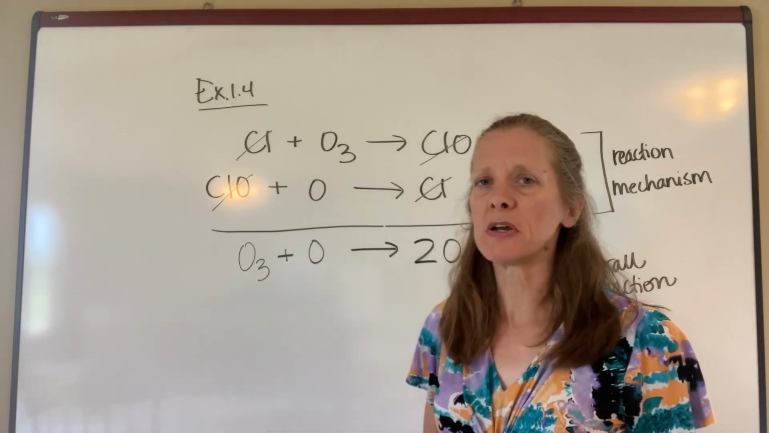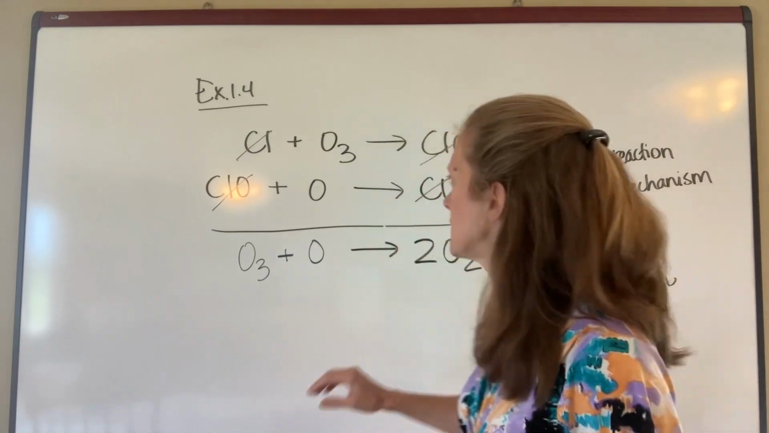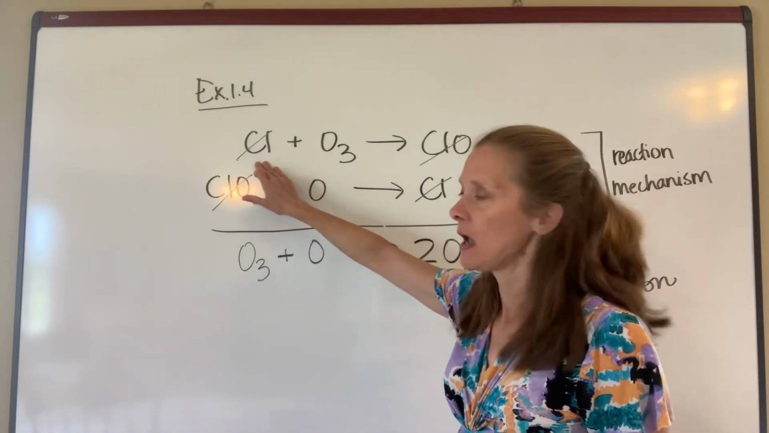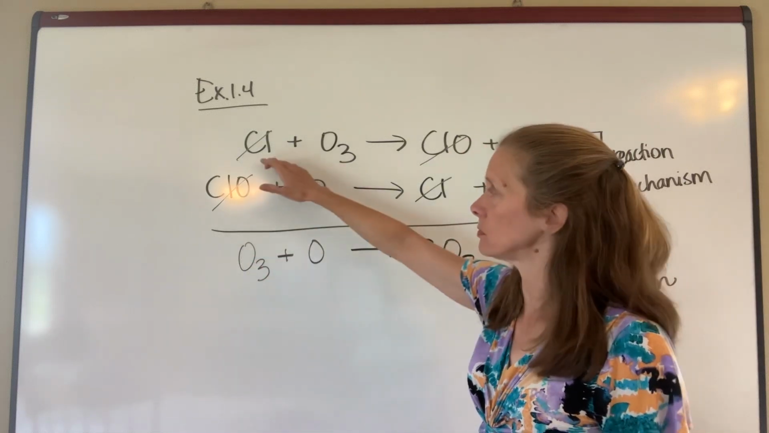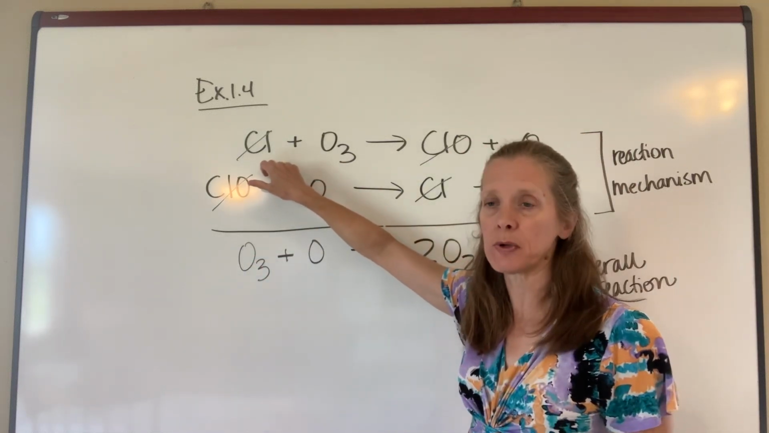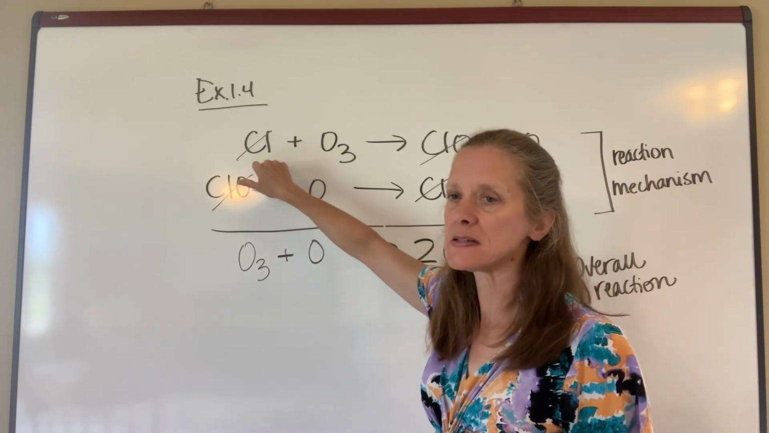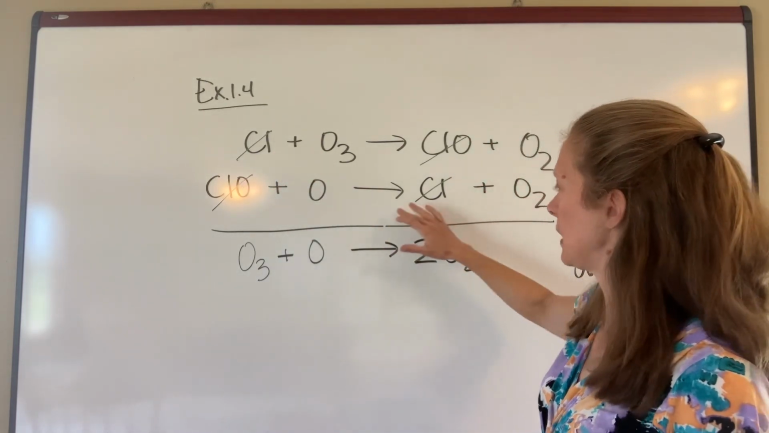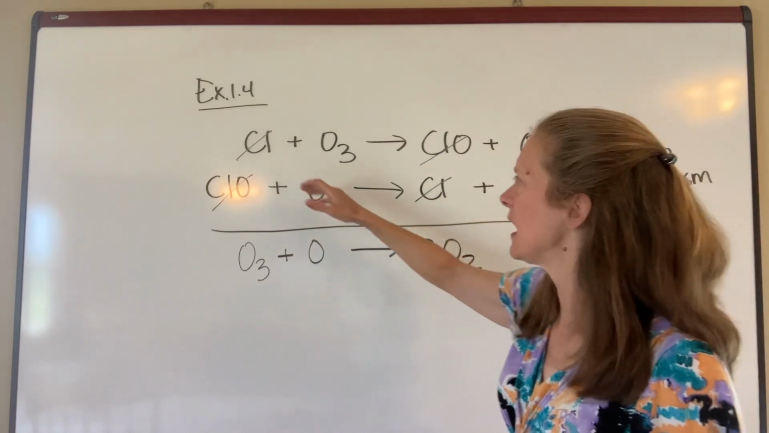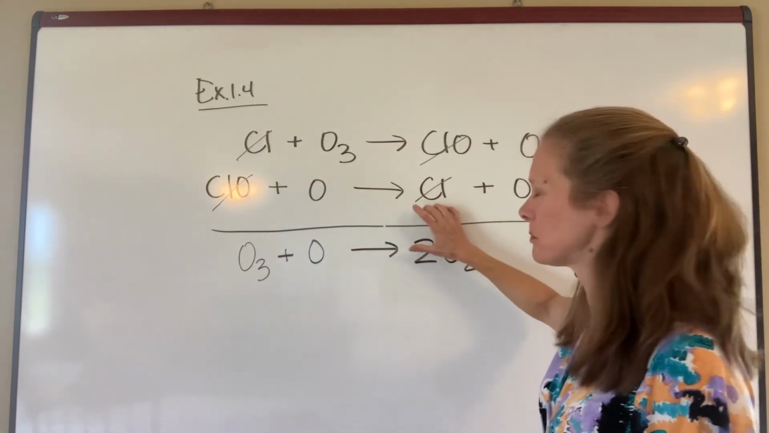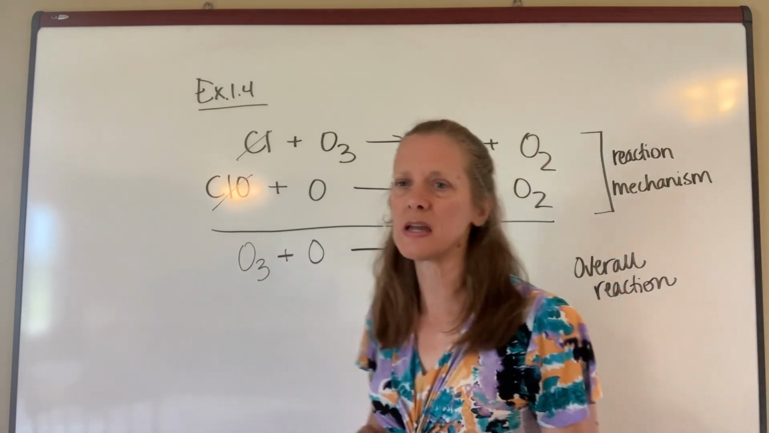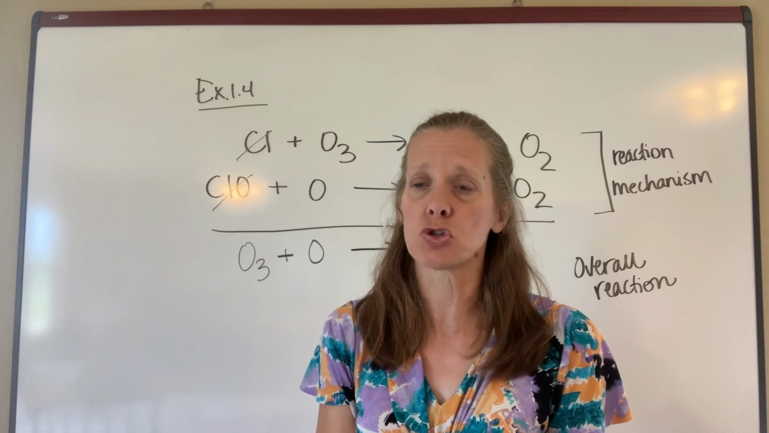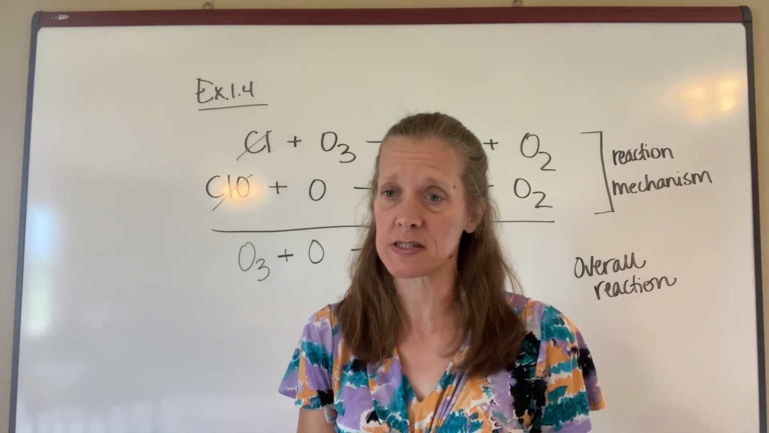He does also mention this particular piece: that chlorine is a catalyst. It starts out to get the reaction going, but it doesn't end up as a product anywhere. I mean, it does end up as a product, but it's something that starts out here and ends up here. And so it's not used up, it's not produced, but it's necessary for the reaction to proceed. So that is a catalyst.